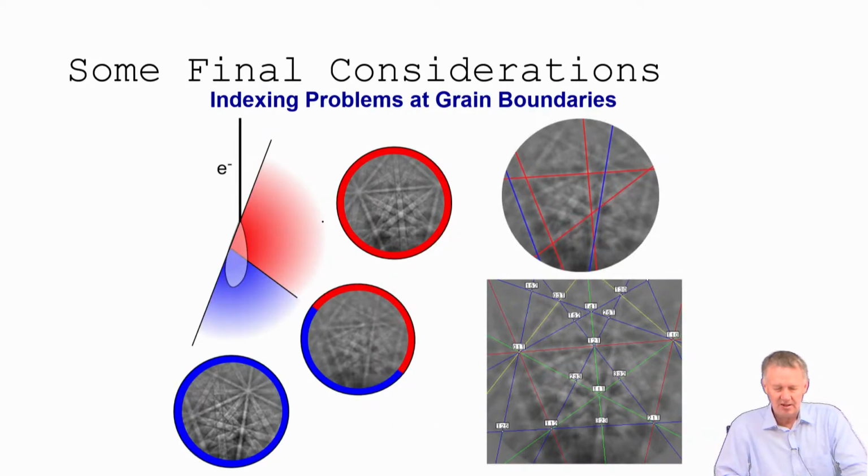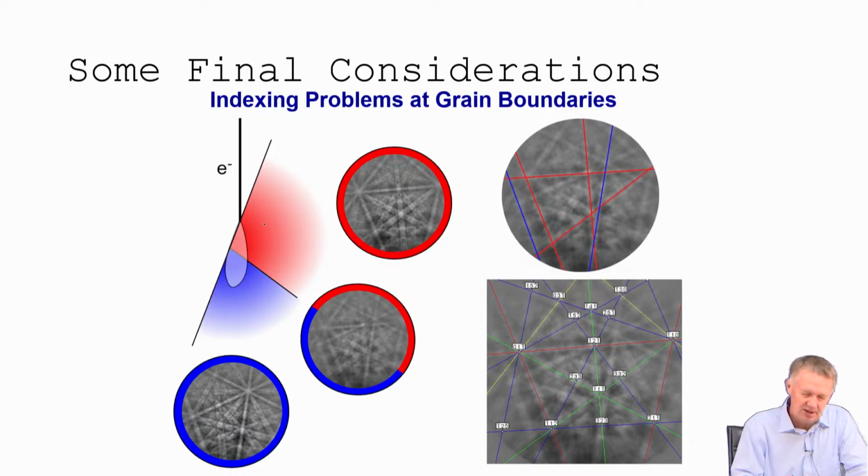All right, a couple of final considerations. This is one we've talked about already. There are indexing problems at grain boundaries if you're using EBSD data to determine what the boundary is, and that's because you get destructive interference of one pattern, the diffraction from this grain and the diffraction from this grain. You put them together and you get a confused pattern. So you have to deconvolute that information.